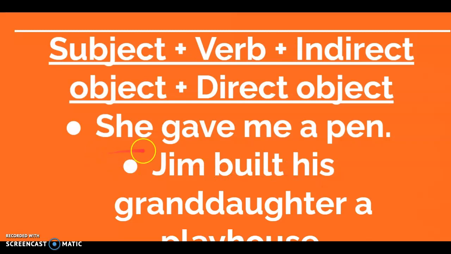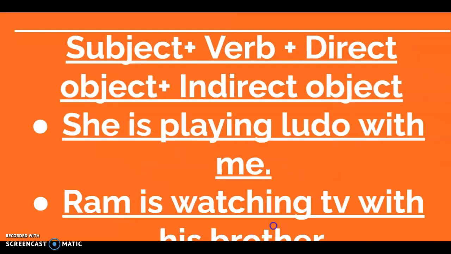So here she is the subject, gave is the verb, me as a person, so it is the indirect object, and a pen is the direct object. Jim built his granddaughter a playhouse. So Jim is the subject here, built is the verb here, his granddaughter is the indirect object because it's a person, and a playhouse is the direct object and it's a non-living thing.